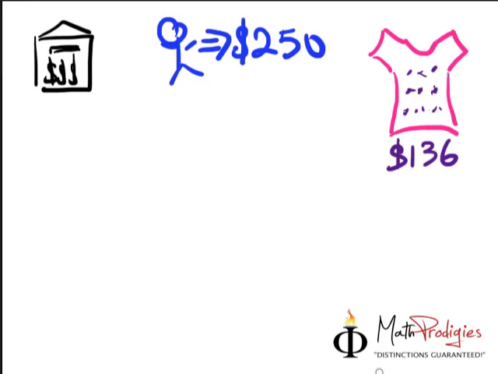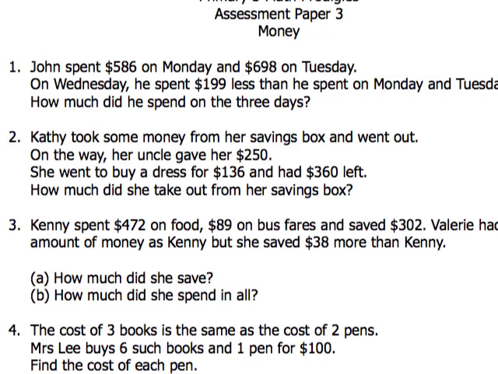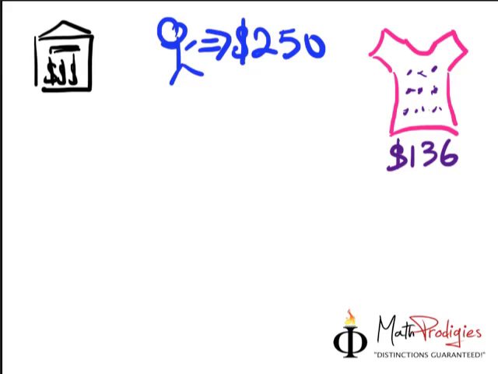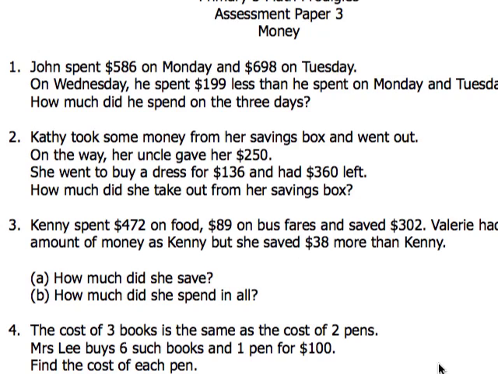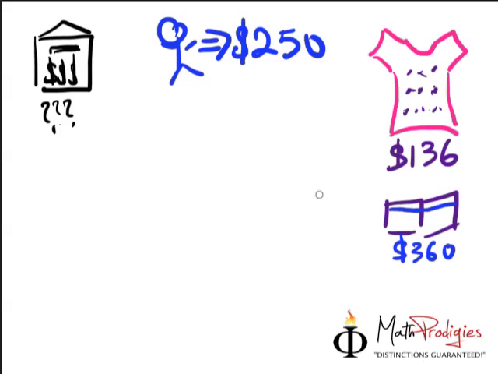But anyway, what happened then was she found out she had $360 left in her wallet. How did that happen? I'm going to draw a wallet right now, and she had $360 left. Interesting. So she took out some money, we don't know how much, from her savings box, and the question is asking you to find the money she took out from her savings box. So we don't know what this is.